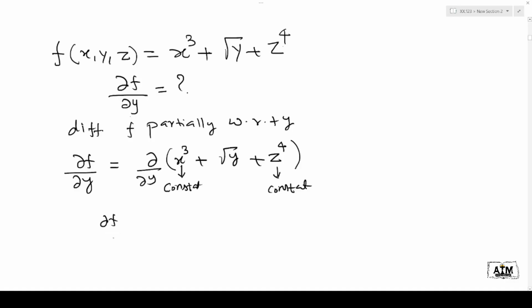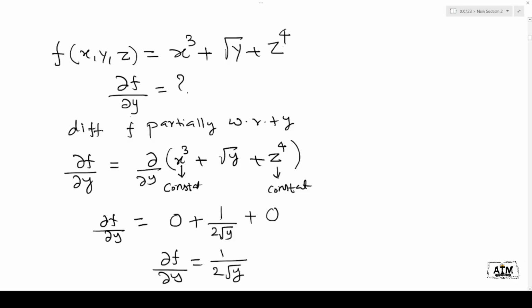So, dou f by dou y equals 0, and the derivative of root y is 1 upon 2 root y, and the derivative of z raised to 4 is 0. Therefore, dou f by dou y equals 1 upon 2 root y.